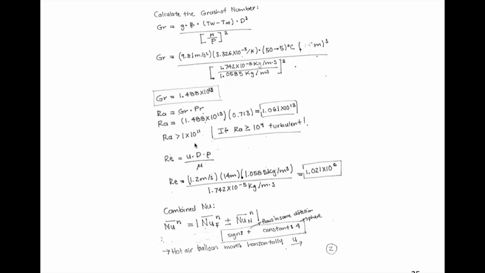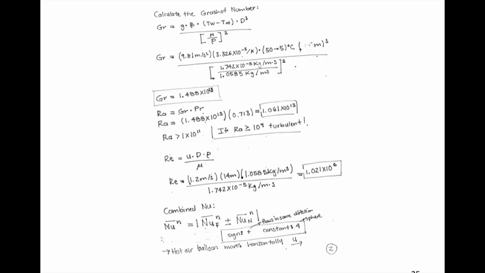Now it is time to get the Reynolds for the part of the forced convection. So if I calculate the Reynolds, I get 1.021 10 to the 6. That would also be turbulent flow. So I have the two numbers that are important for natural and forced convection, the Grashof and the Reynolds. Now it is time to decide which Nusselt form or correlation I'm going to use to evaluate both the natural convection and the forced convection, right?